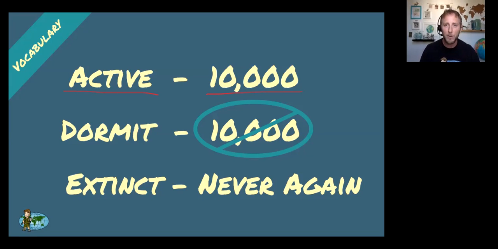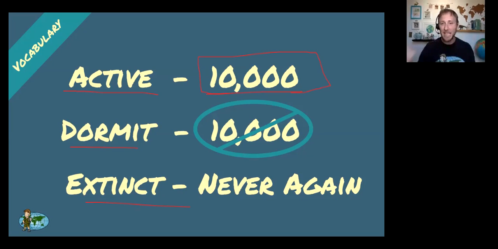Some people get confused by the word active. So we can classify volcanoes into active, dormant, or extinct. Let's break it down a little bit. An active volcano is a volcano that has erupted at least once since the last ice age. That's about 10,000 years. So we call those active volcanoes.